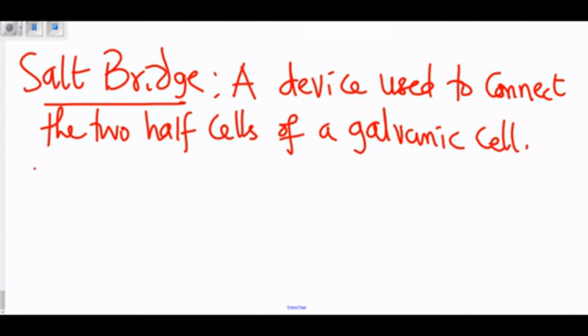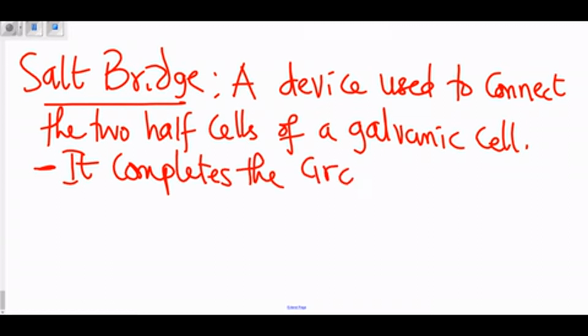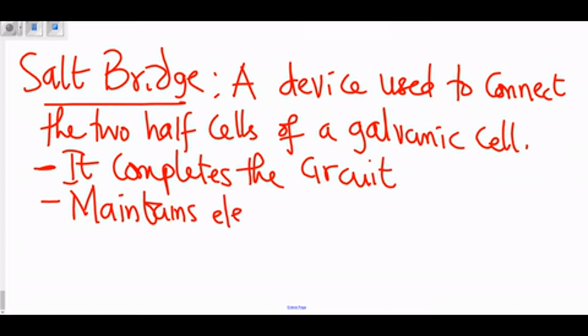And what are the functions? Number one function, it completes the circuit. You saw in that diagram, the circuit was very open without the salt bridge. And number two, this is the other main function now. It maintains electrical neutrality.